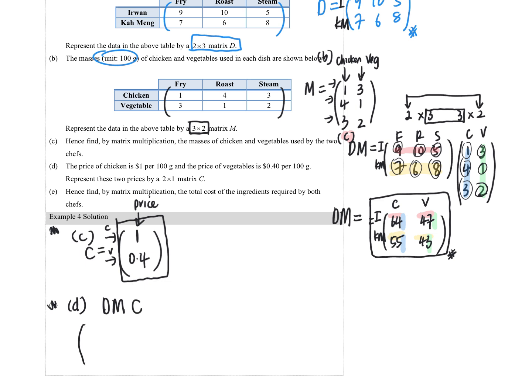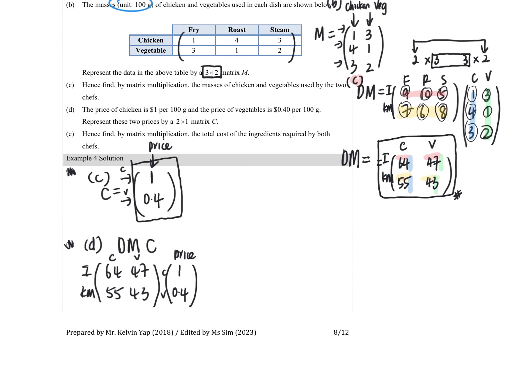So we check. This one is 64, 47, 55, and 43. This is Erwan, Cumming, chicken, and veg. And then I put the C behind, which is $1, 40 cents. This one is correct. So this is the price. So if we multiply, what are we finding? We are finding Erwan's total cost. Because the 64 I times $1 to find the total cost for chicken, and then the 47 I times 40 cents to find the total cost for vegetables, and then I add them up.